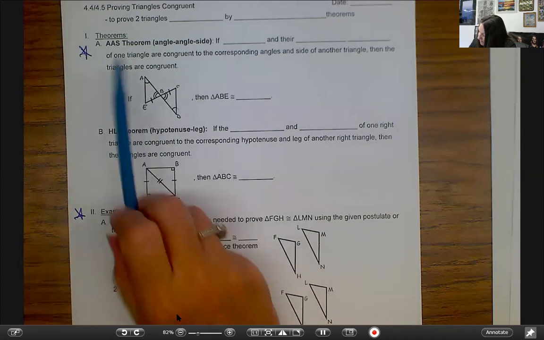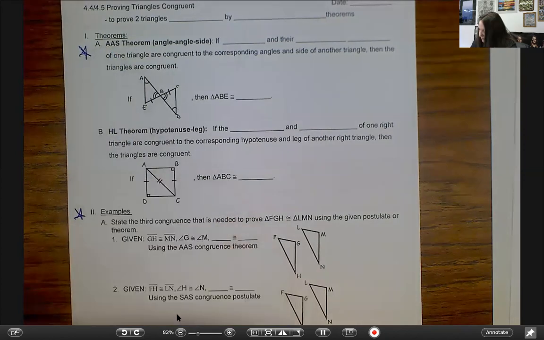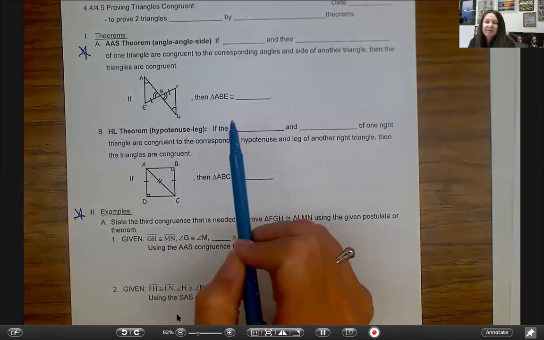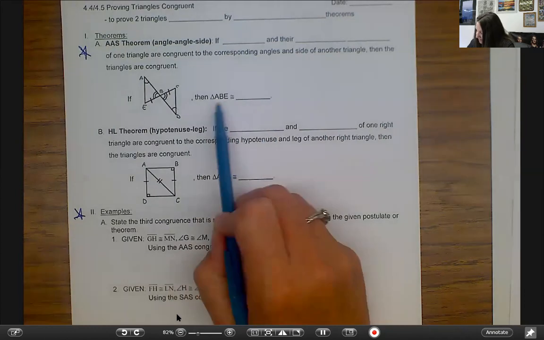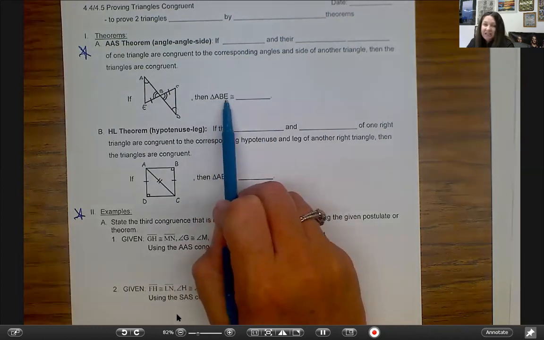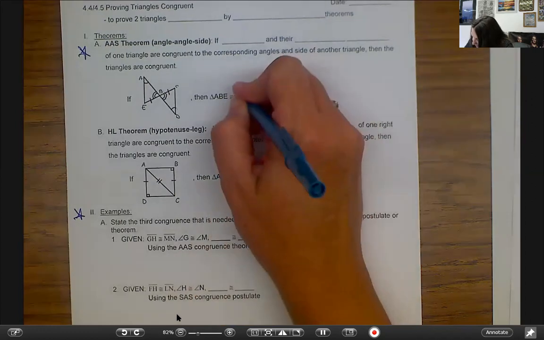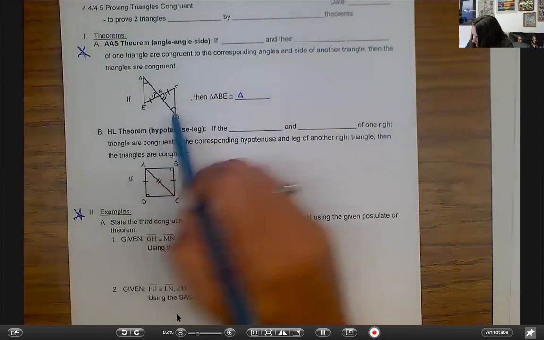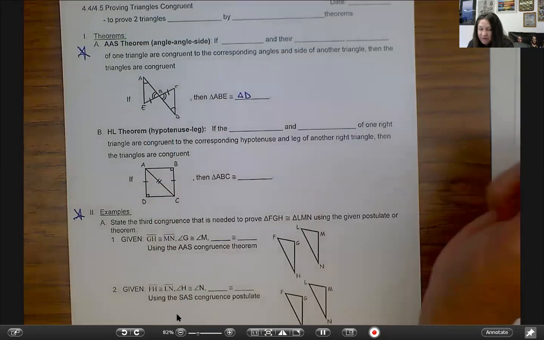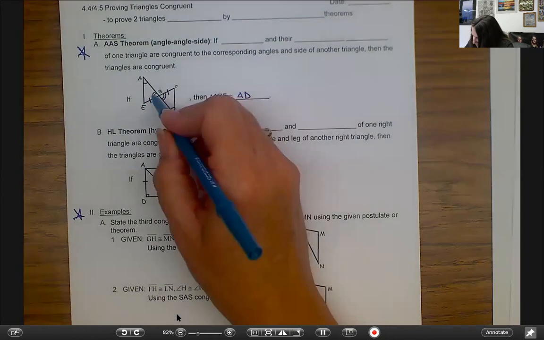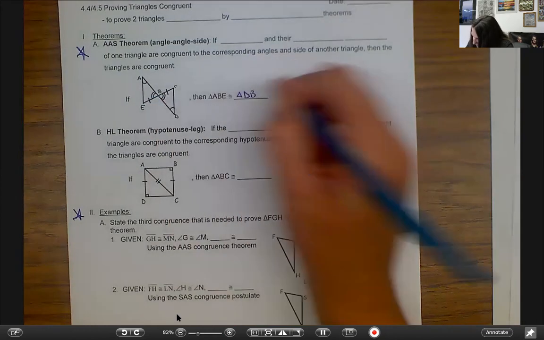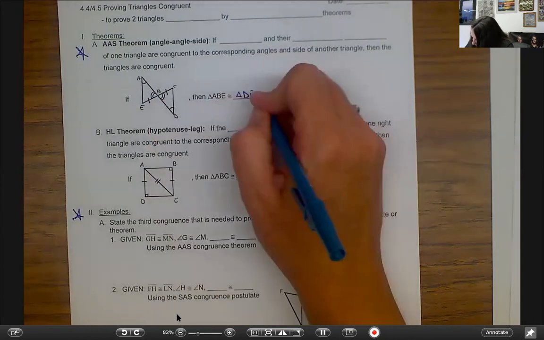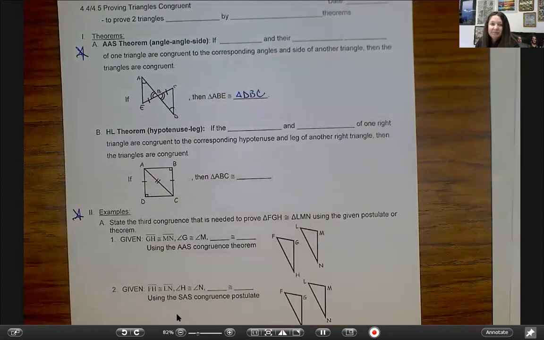But if we know we have our angle, angle, side scenario, we should be able to write our congruency statement. Now in this one, I started that first triangle as triangle ABE. So again, make sure to match up those corresponding angles when you write your congruency statement. So angle A corresponds with angle D, so that has to be my first letter. B with B, and then E with C. So that would finish that up.